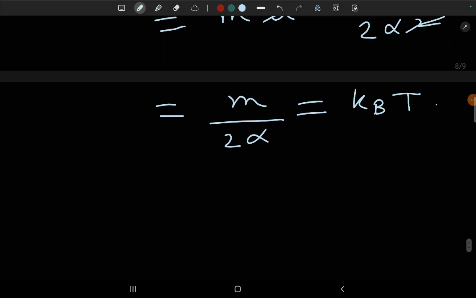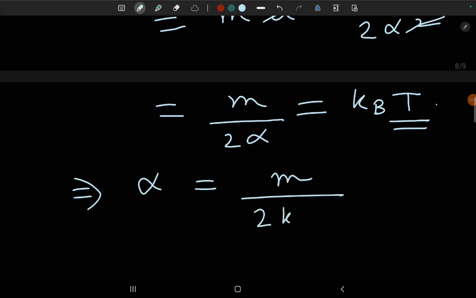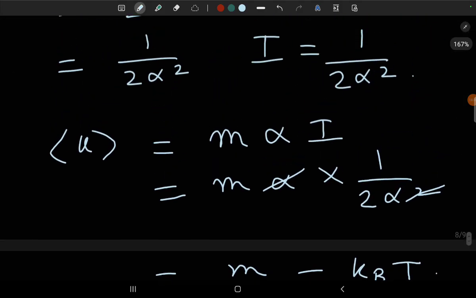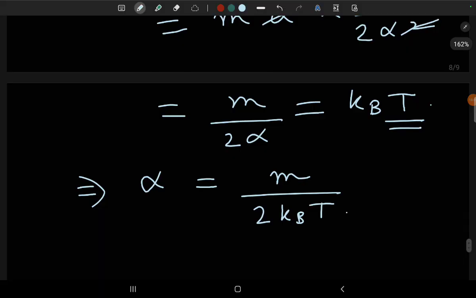And thus we see that we have a value of alpha in terms of the state variables of the system. We have a temperature term here, so we can find the value of alpha in terms of temperature, where alpha turns out to be m by 2 kBT. So this is actually great news for us, and we will have to put it in our original equation.